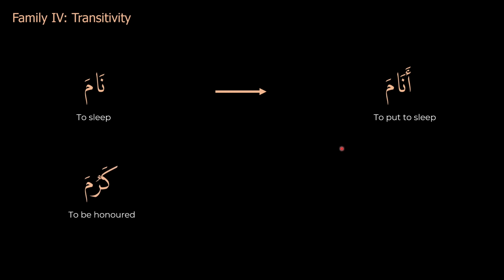And then same thing with karuma, to be honored, becomes akrama, which is to honor. So again, going from something intransitive to transitive. And this is the most common meaning of this family. And then another meaning it has is of transformation. So basically changing the meaning into something that is becoming something through a process.